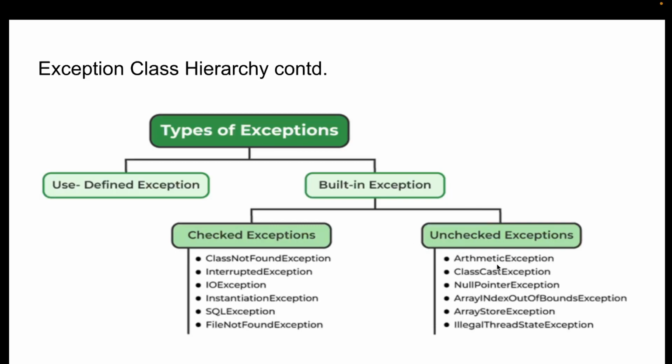So arithmetic exception, this we had already seen, right? This is a runtime exception. Now we have another exception, class cast exception. So we can cast a class to another class. Suppose you have a parent class and you have a child class, right? So basically child class is a type of parent class, right? So there is a relationship.